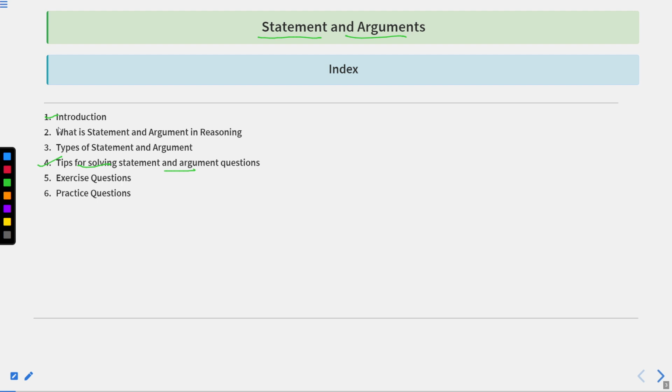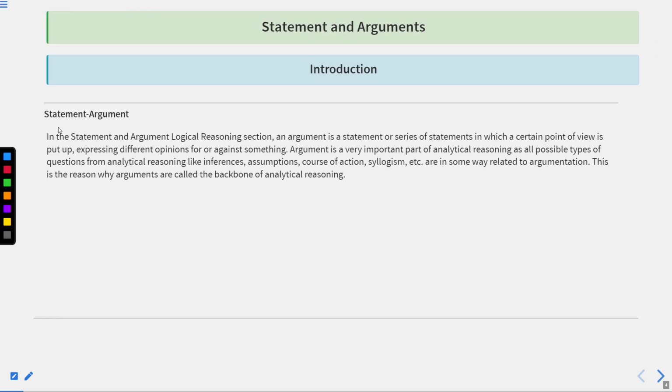But before we start, इससे पहले कि हम लोग start करें कि क्या statement होता है, क्या arguments होते हैं, let's have a quick revision of what we have studied in our previous lecture. In the previous lecture, we studied the introduction portion of statements and arguments, जहाँ पे हम लोगों ने समझा कि what exactly a statement means and what exactly an argument means.